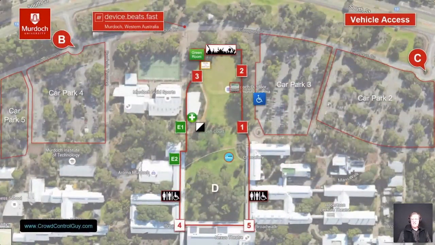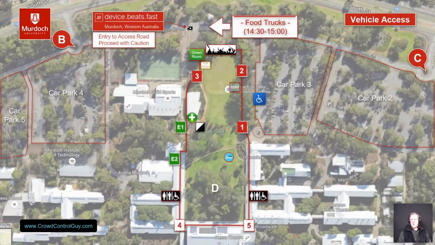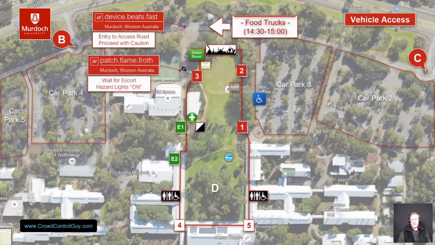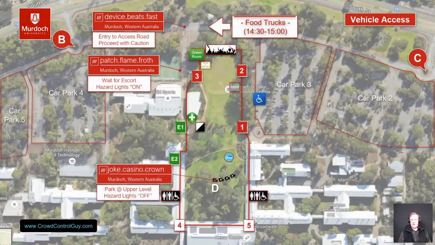Vehicle access, dead simple. The food trucks turn up there, put on the hazard lights there. They go down there, down this road that is super reinforced because that's where the red fire truck goes.